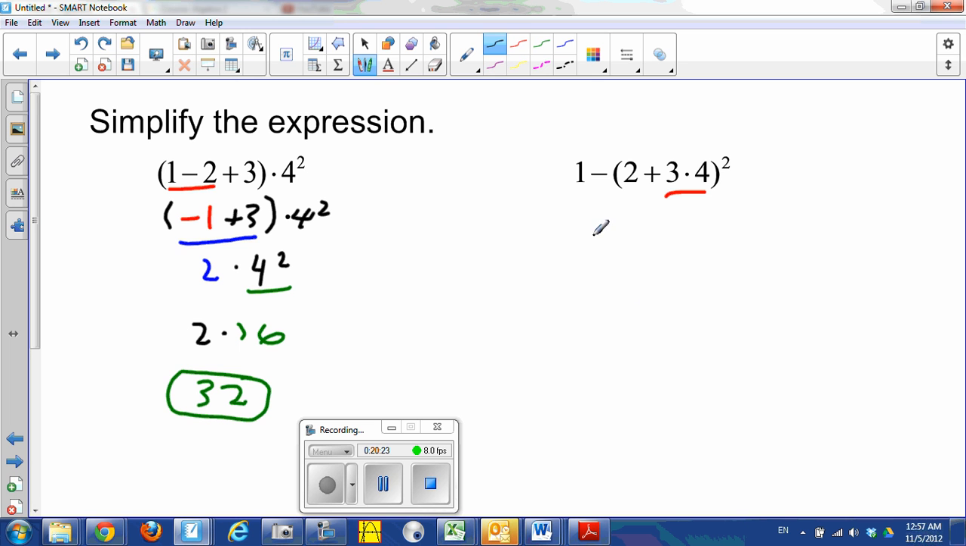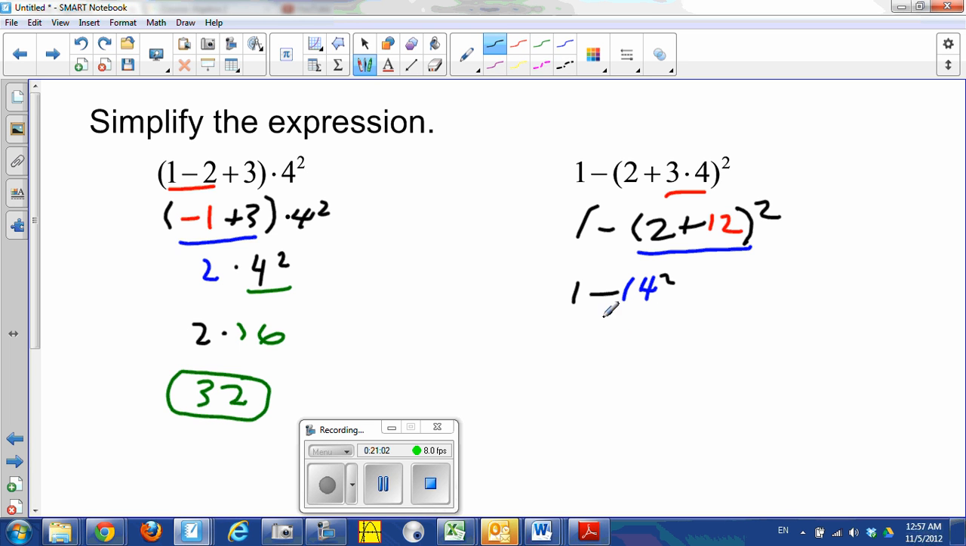So we've got 1 minus 2 plus 12, 3 times 4 squared. But we've still got grouping. The 2 plus 12, this addition is grouped. So take care of 2 plus 12 next. 1 minus 14 squared.